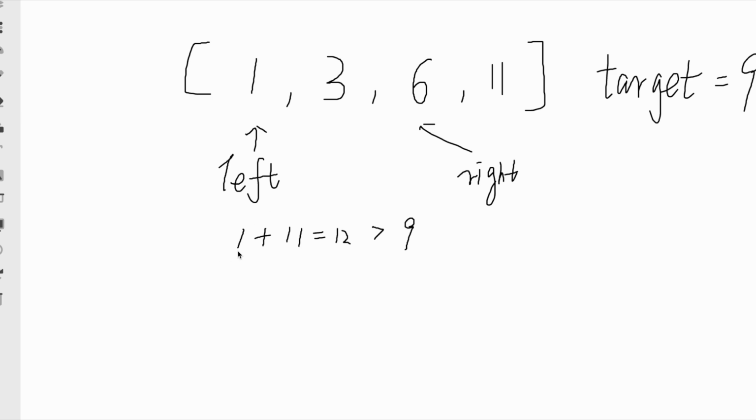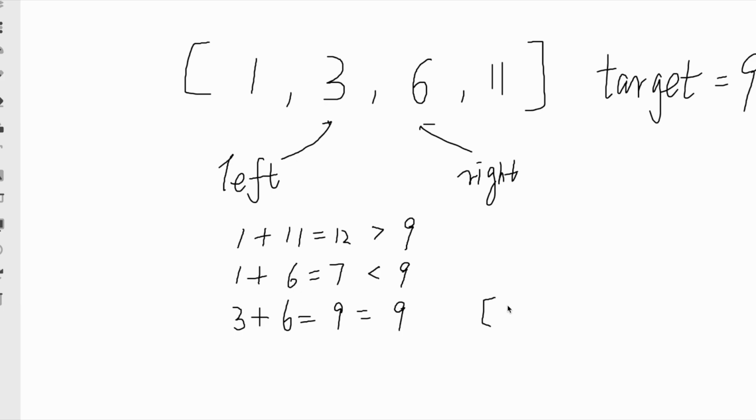And then we sum them up again. 1 plus 6 equals 7, less than 9. Then now we need to move the left pointer to get a larger sum. So now the left pointer should point to 3. Then we sum them up again. 3 plus 6 equals 9, which is equal to our target, 9. And then now we should return the indices, which will be 2 and 3.